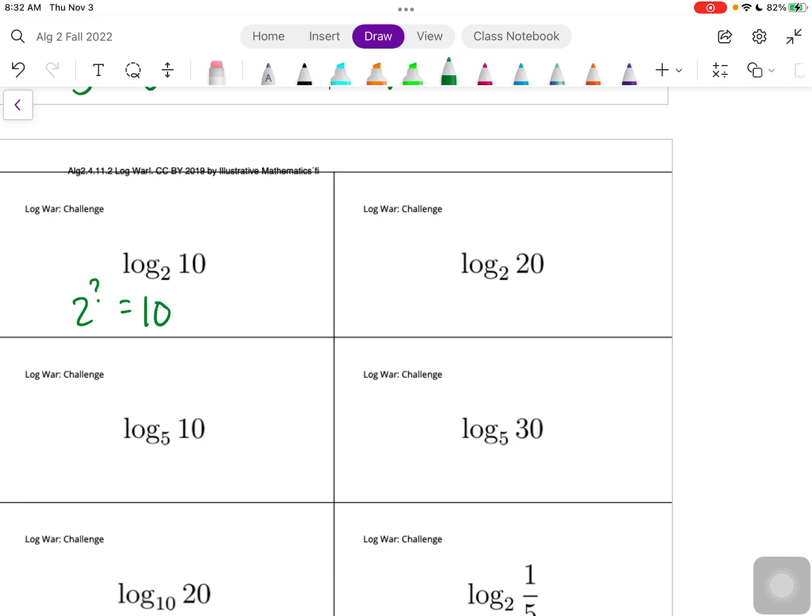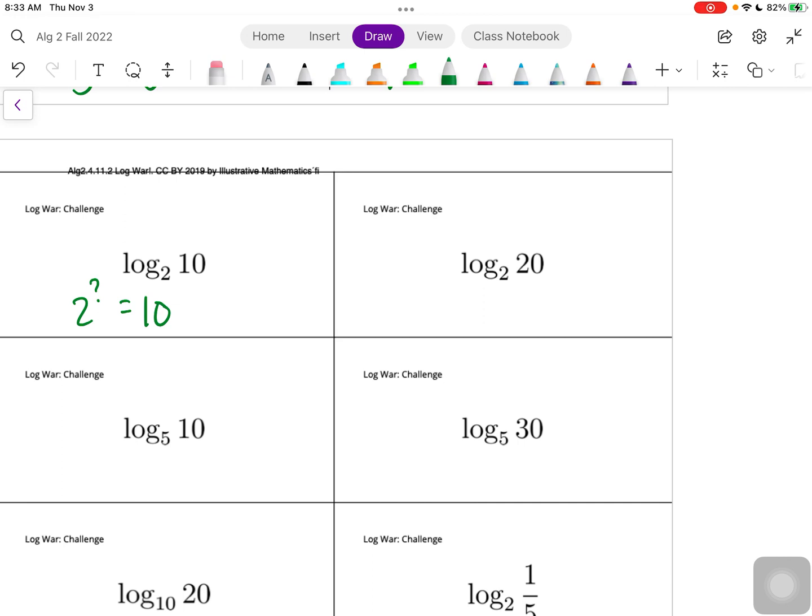And that one might be a little more challenging because that one is a decimal. And so we're going to pause that one for just a minute. We do know, though, actually, let's say this.